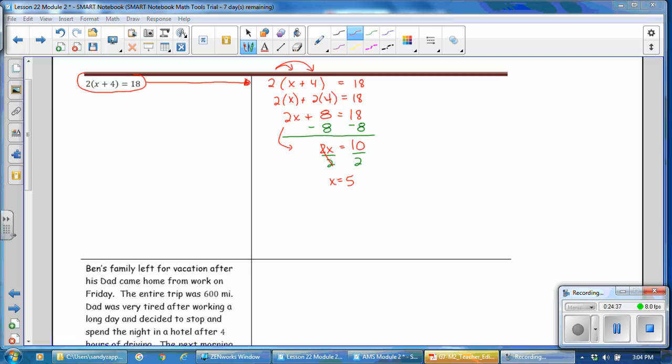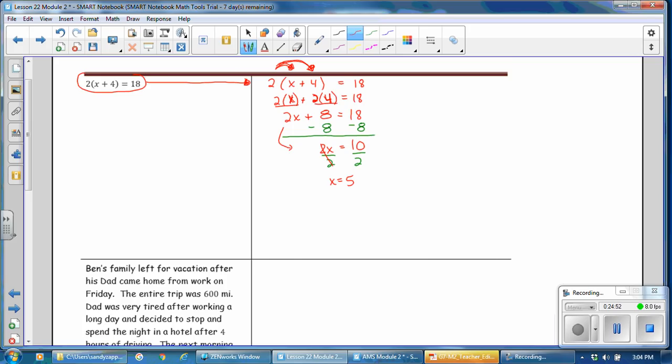So we write the equation, and the first step is to distribute the 2 to both of those numbers. And that means we need 2 groups of x plus 2 groups of 4. Then we simplify this. 2 times x is 2x, and 2 times 4 is 8.